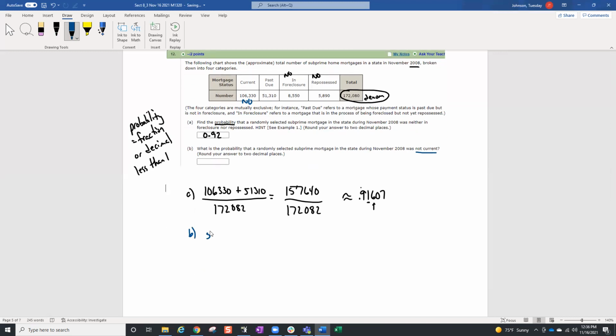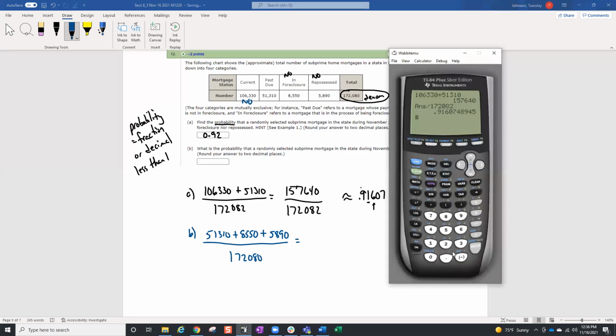What's the probability that a randomly selected subprime mortgage in the state during November 2008 was not current? So not this one. So for part B, give ourselves a little space here. Not current means it was past due, or, so we're going to add in foreclosure, or, remember, or is a union, it's always an add, repossessed. Out of all of the total, right?